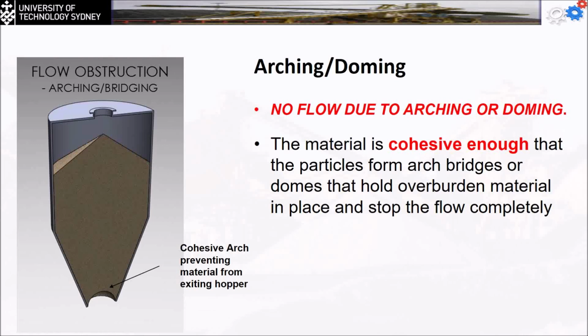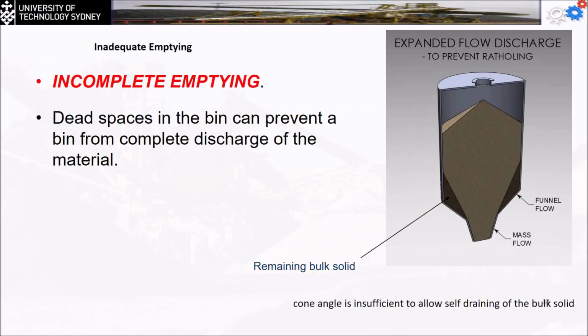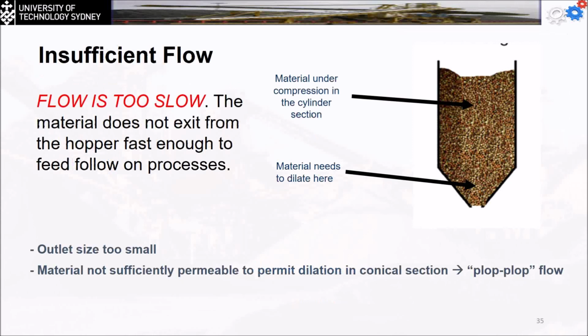The incomplete emptying, where we have dead areas in the bin that can prevent complete discharge of the material from the bin itself. The unsaturated flow, where the flow is too slow and the material does not exit from the hopper fast enough to feed the flow of the process.